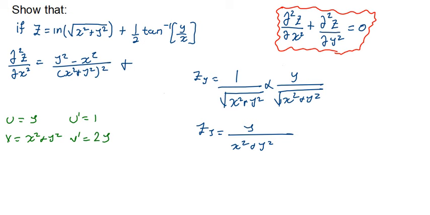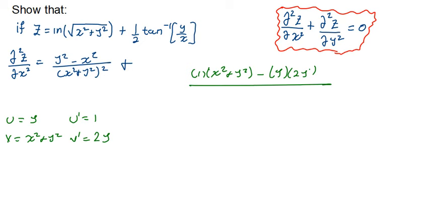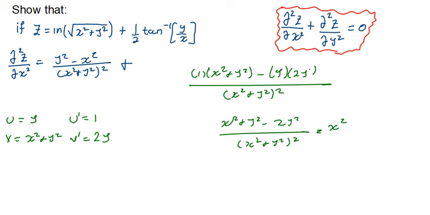Okay, so when we use the quotient rule, that'd be like your u prime by your v. So it's like your 1, multiplied by our x squared plus y squared, minus our u by v prime, that would be like y multiplied by 2y, like that, divided by our v squared. That's simply x squared plus y squared squared, like that. This gives us x squared plus y squared minus 2y squared, divided by our x squared plus y squared squared. This gives us x squared minus y squared, divided by x squared plus y squared squared, like that.